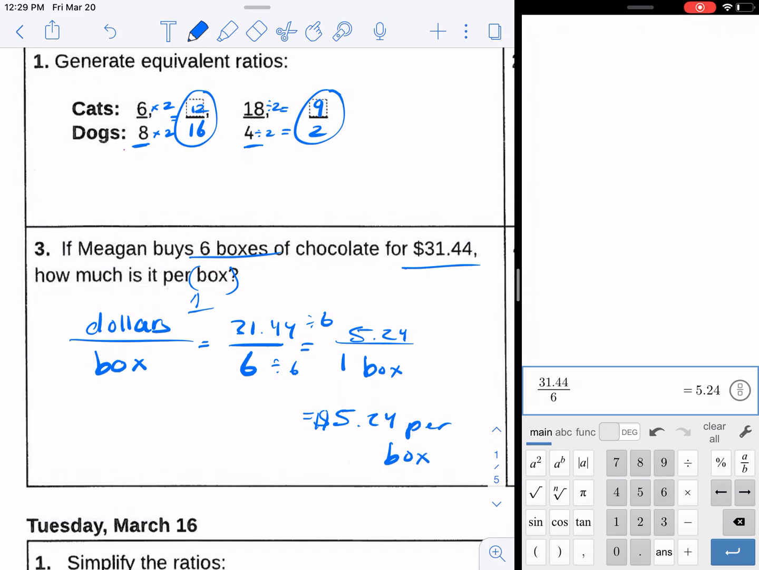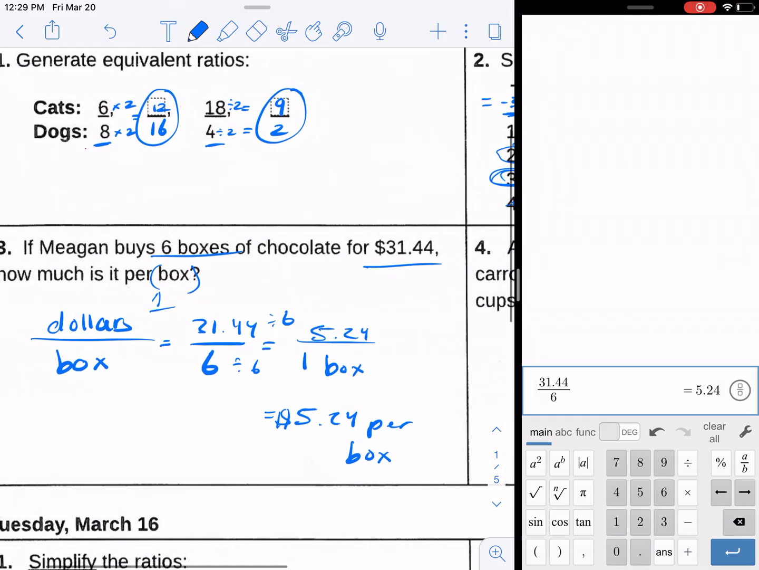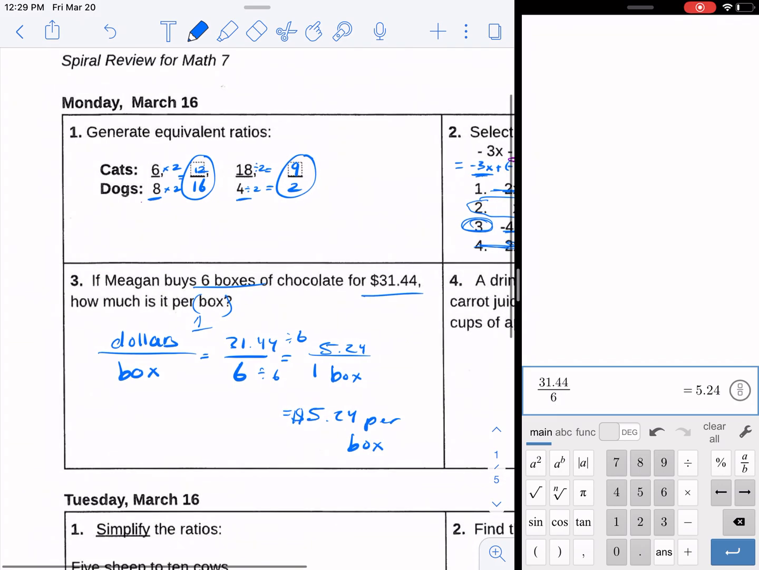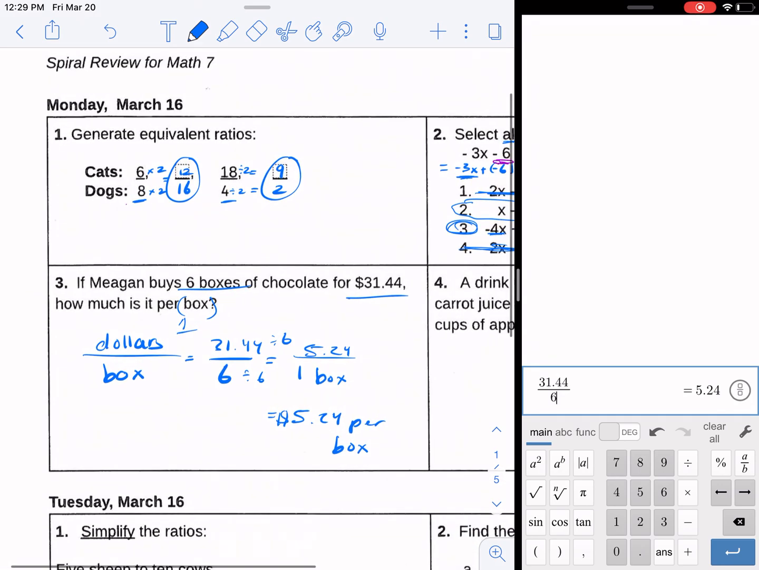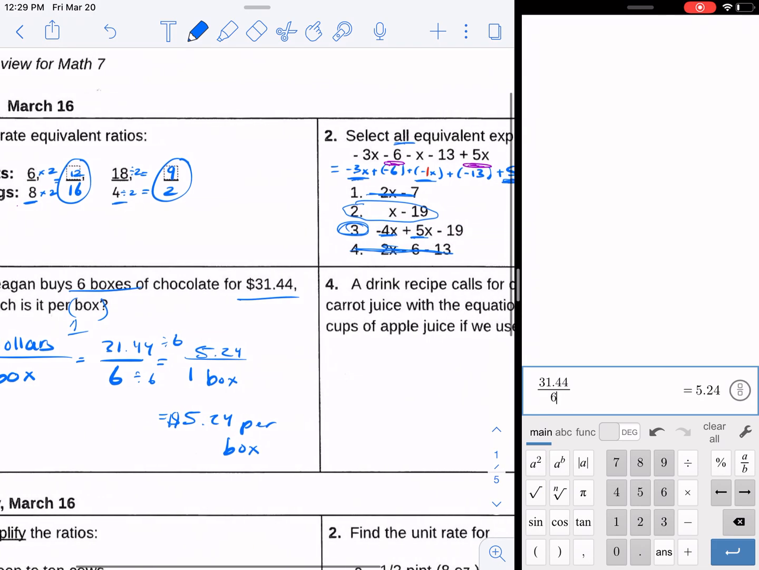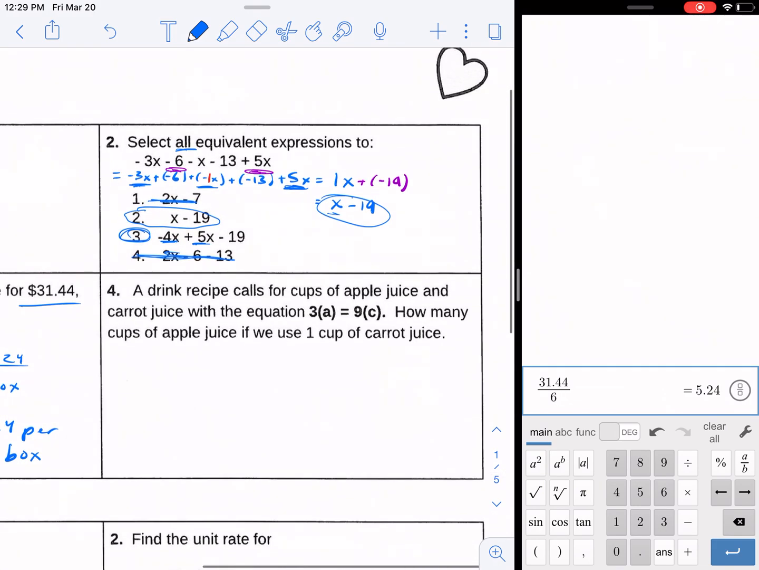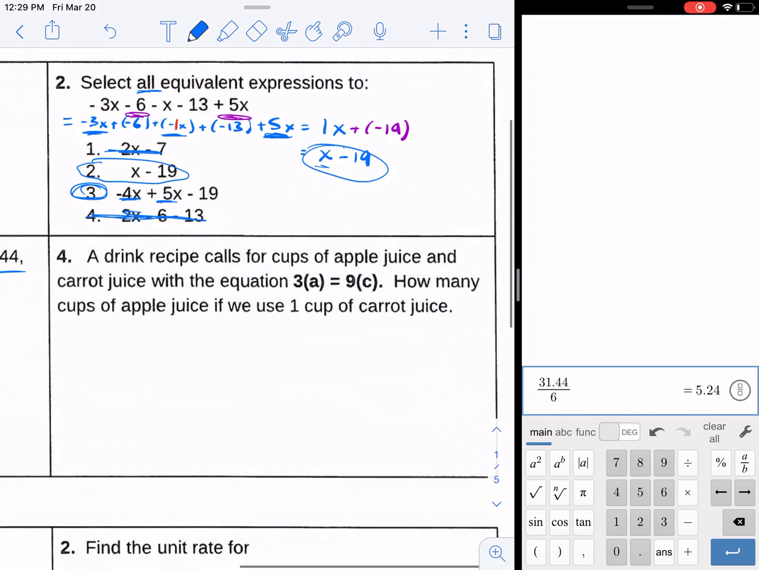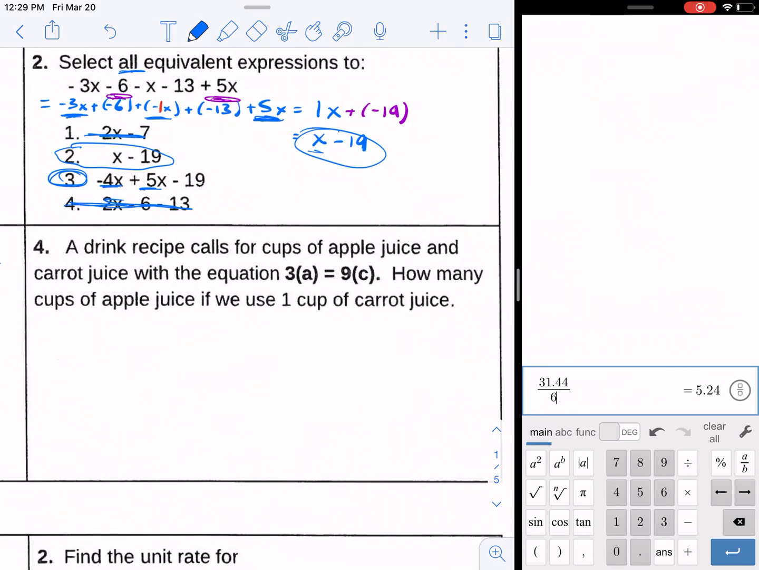If you don't have a calculator at home, the app I'm using to my right is called a Desmos Scientific Calculator. It's an app you can use on a Chromebook or iPhone, anything, Android. It all works. All right, last problem for Monday, March 16th. It says a drink recipe calls for cups of apple juice and carrot juice with an equation 3a equals 9c. How many cups of apple juice if we use 1 cup of carrot juice?